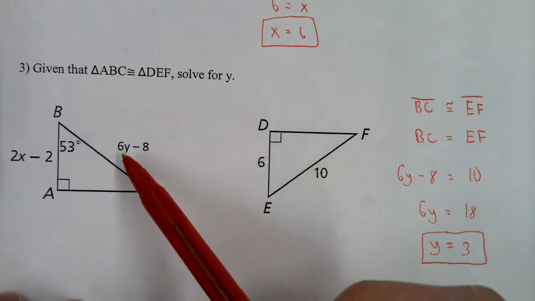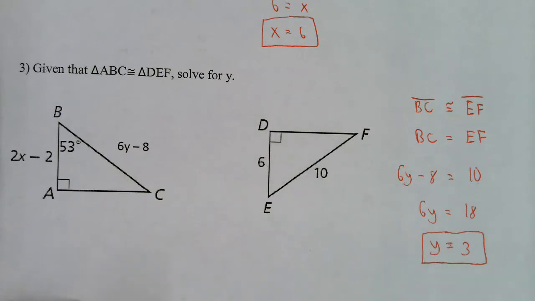Let's do a quick double check. 6 times y, 6 times 3, is 18. Minus 8 does in fact equal 10. Good.